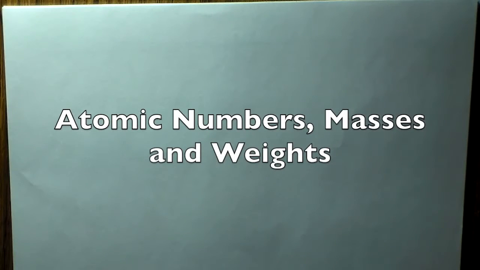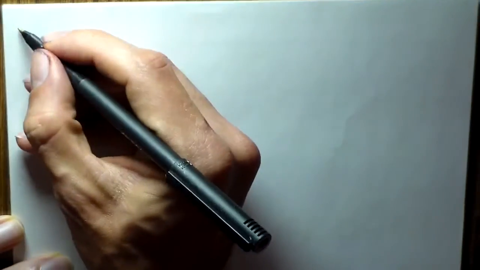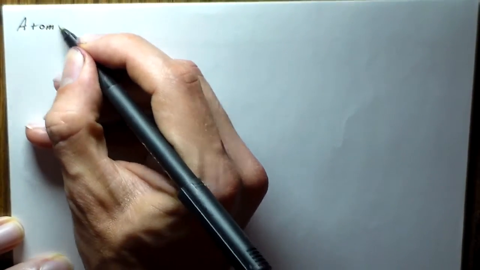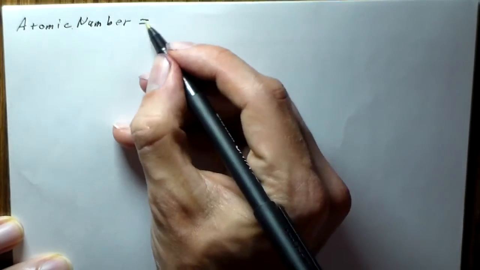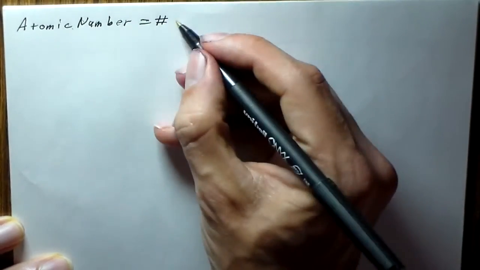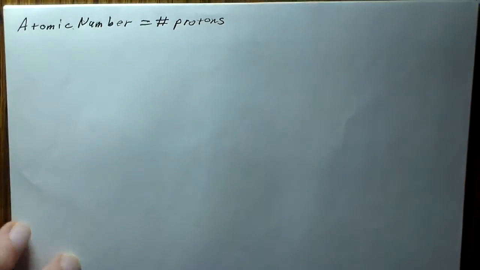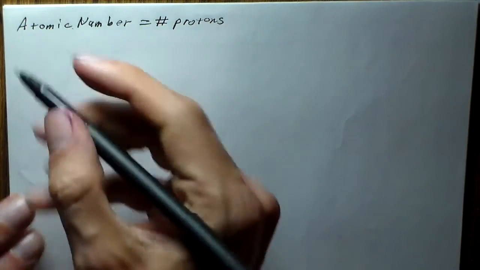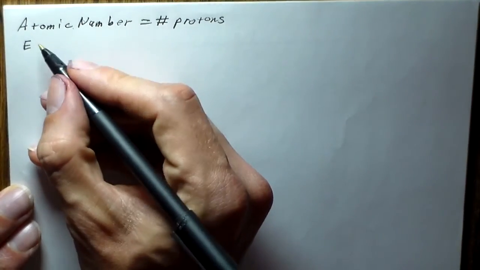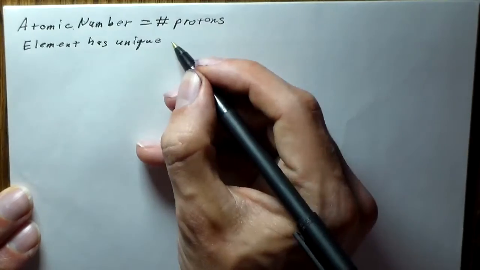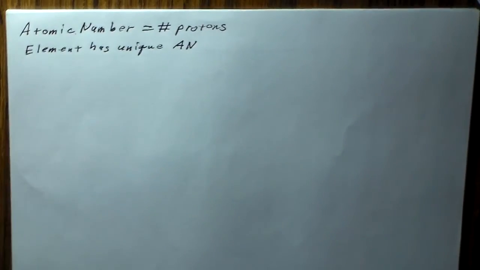Alright, so today we're going to be talking about the atomic numbers, the atomic masses, and the atomic weights. First up, we're going to talk about the atomic number. And this is going to be equal to the number of protons. And this is unique, so every element has its own unique one. And AN is just short for atomic number.